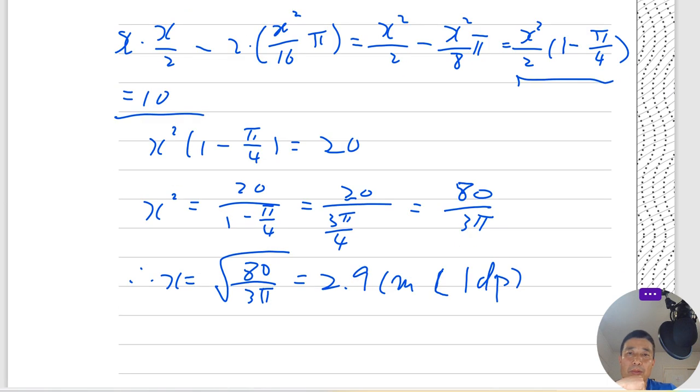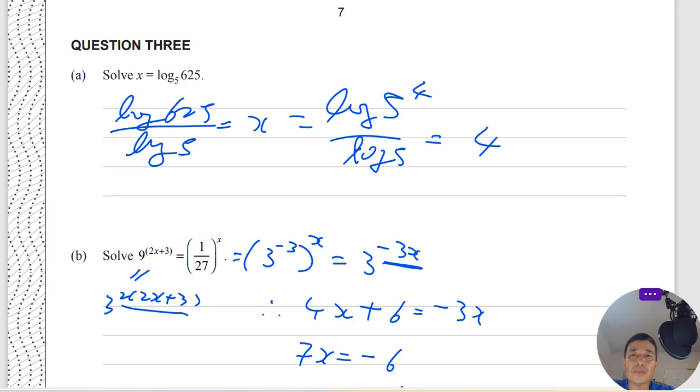So therefore x squared is 20 over 1 minus pi over 4, which is 3 pi over 4, and that is 80 over 3 pi. So x must be plus or minus the square root of that, but x can't be negative, so the square root of 80 over 3 pi. You can just leave it like this as a quick answer, or convert to 2.9 centimeters to 1 dp. Should work. Okay, solve x, easy question.